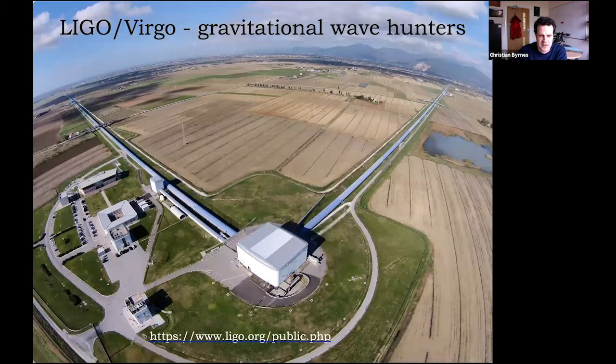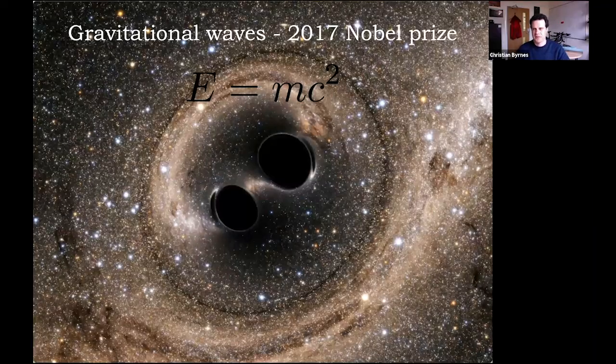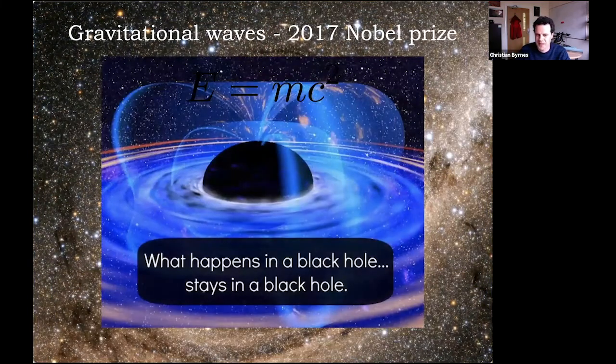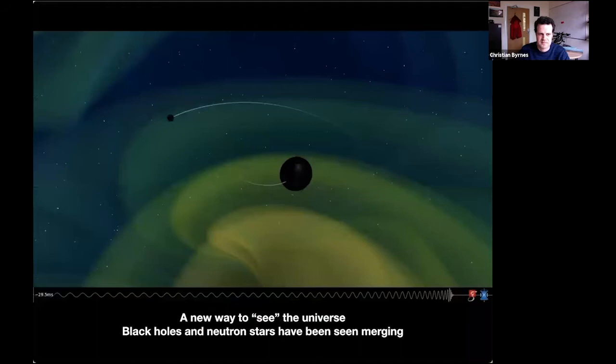Okay, so here's a picture of LIGO, with its 4-kilometer long arms. This was the 2017 Nobel Prize. The black holes have been on a winning streak. As I said, what happens in a black hole stays in a black hole. So how did it form? Well, we have to deduce it indirectly.